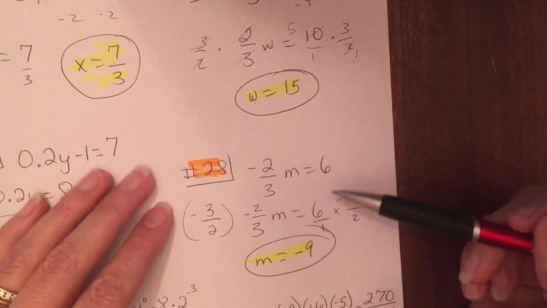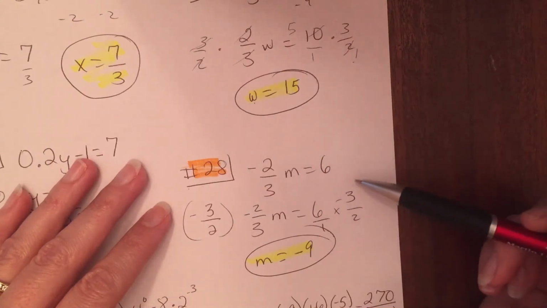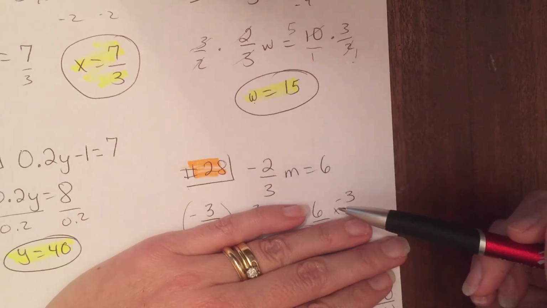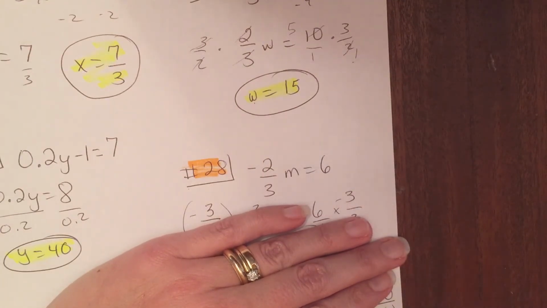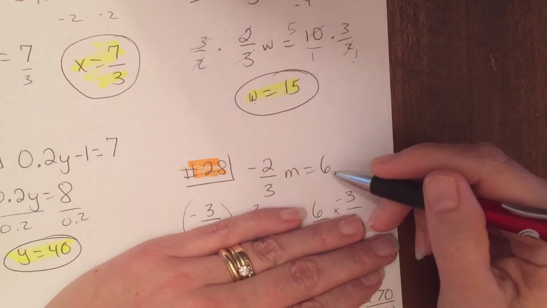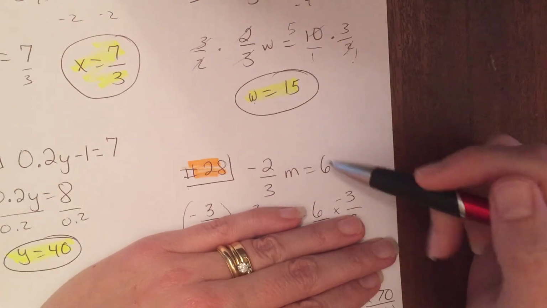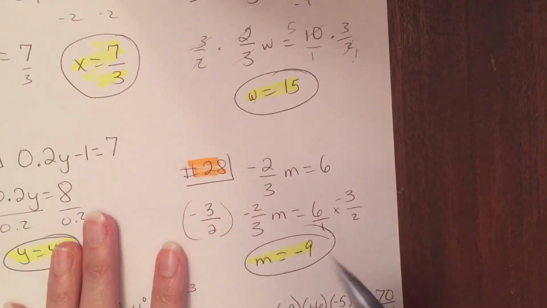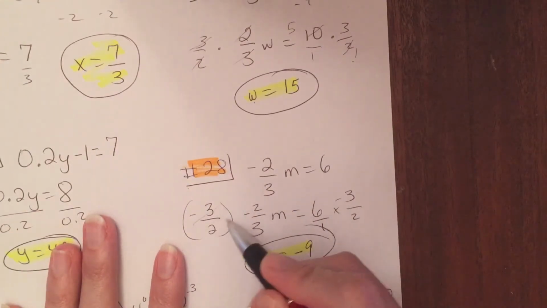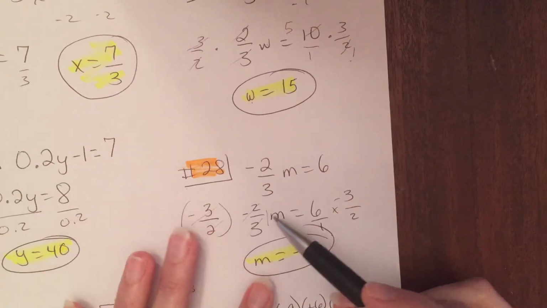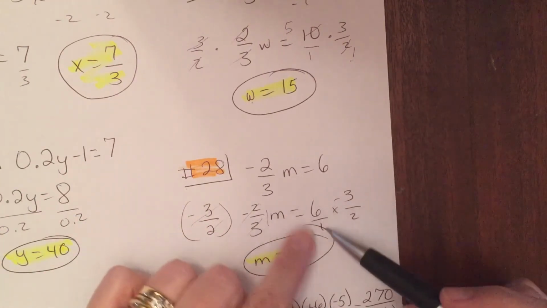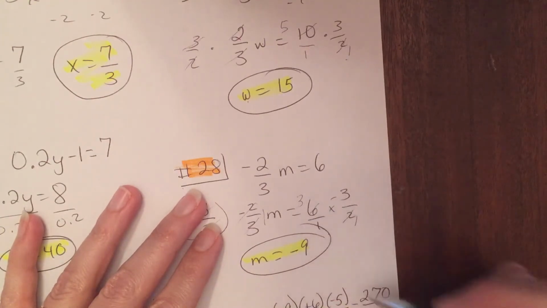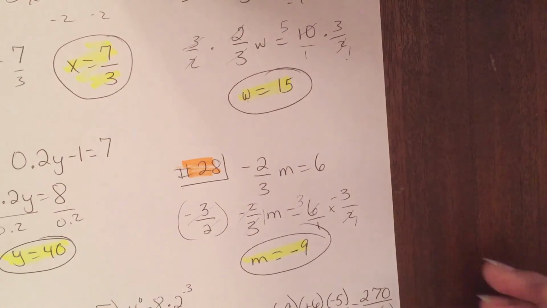Number 28. Negative 2/3 m is equal to 6. Okay. What's happening to m? It's being multiplied by negative 2/3. How do I undo multiply by negative 2/3? Divide by negative 2/3, which means multiply by the reciprocal. So I need to multiply both sides by negative 3 over 2. Negative 3 over 2 times negative 2 over 3 leaves us with 1, which is what I want, 1m. Okay? 6 over 1 times negative 3 over 2. This reduces. 3 times a negative 3 gives me negative 9.